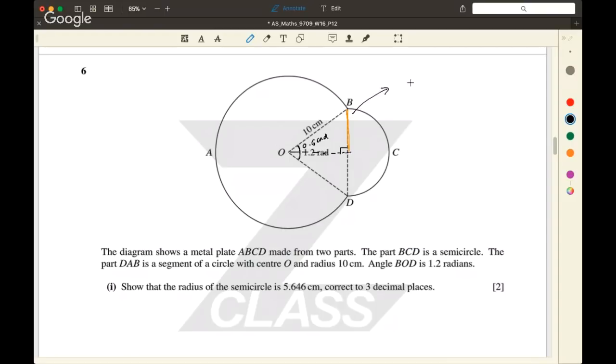And now I have a triangle. I just have this right-angled triangle with a hypotenuse of 10 and a lower angle of 0.6 radians. So therefore, this is the radius of the small circle, which is just going to be 10 sine of 0.6. So 10 sine of 0.6, which is just equal to what they wanted.